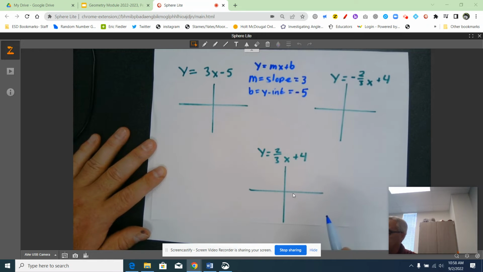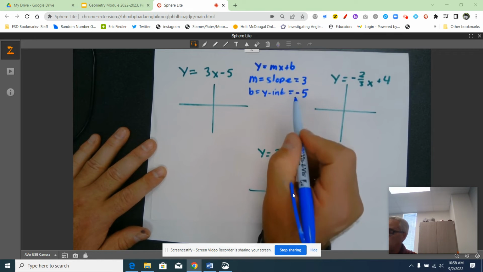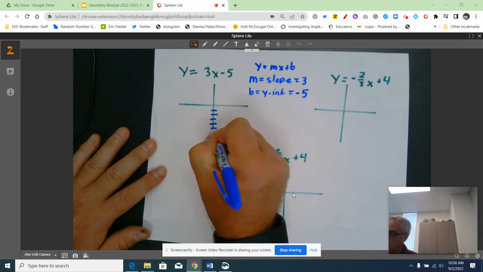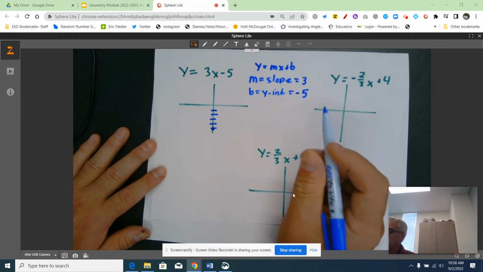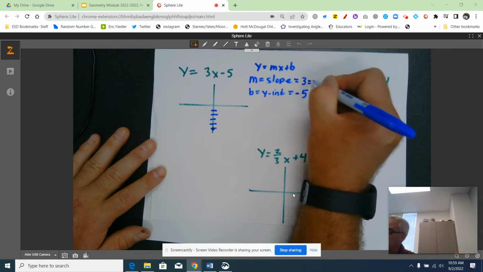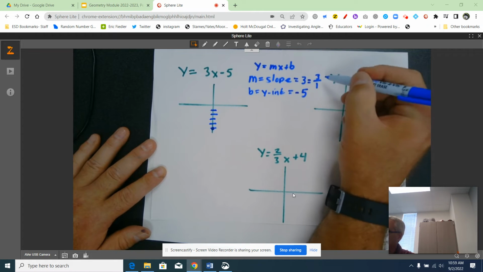So here's how I graph it. First thing I do, plot the y-intercept. So I go 1, 2, 3, 4, 5, make a dot right here. And now I'm going to rise over run, whatever the slope is. This slope is 3, which remember is equal to 3 over 1. So I'm going to rise 3.